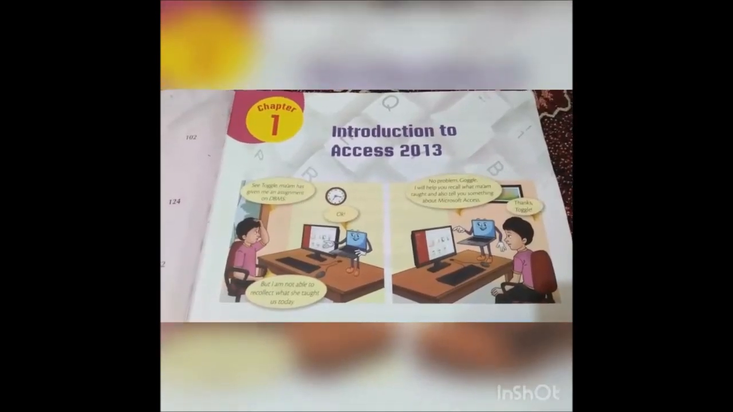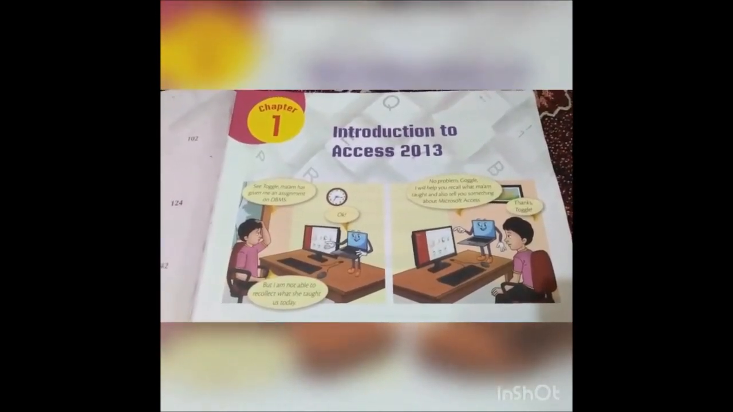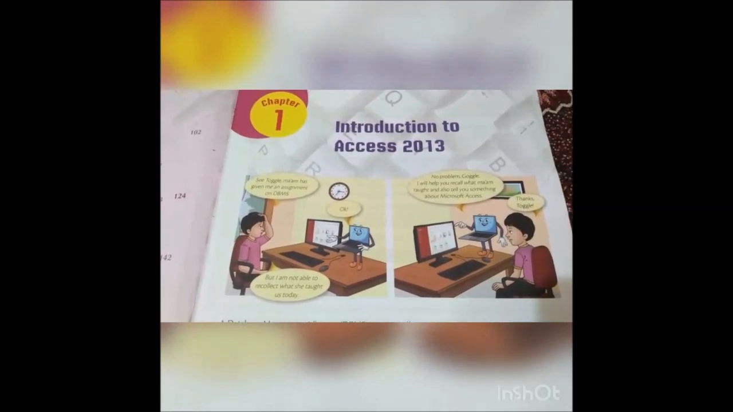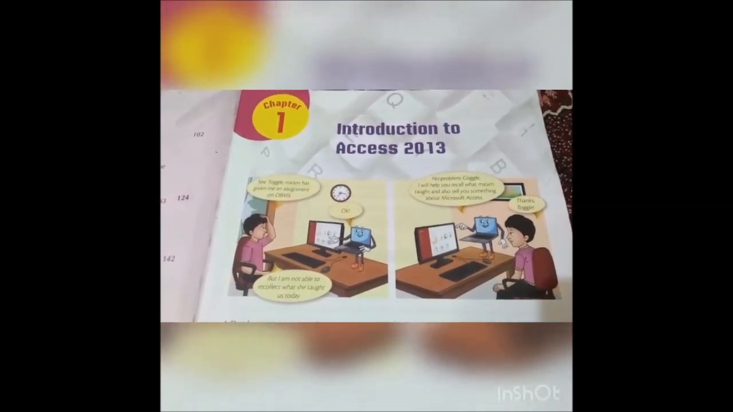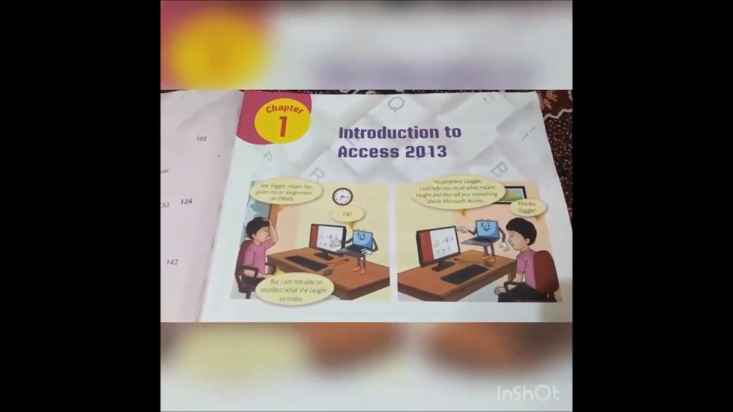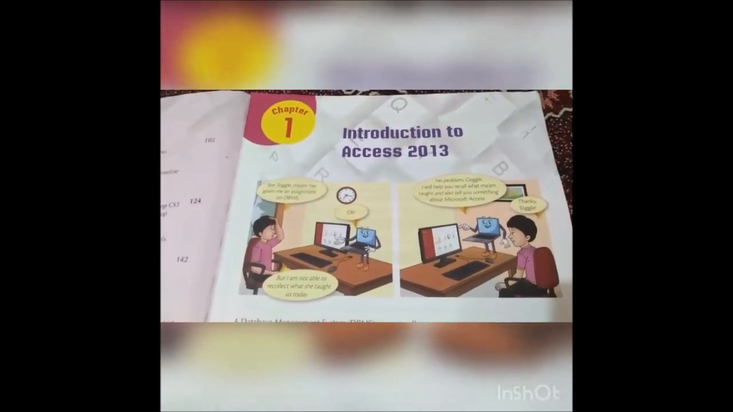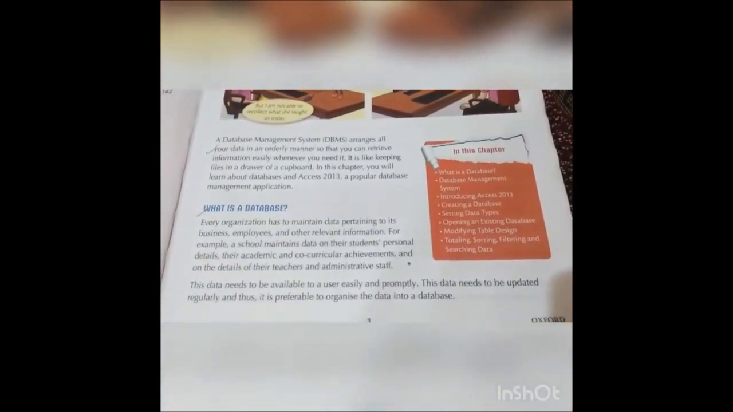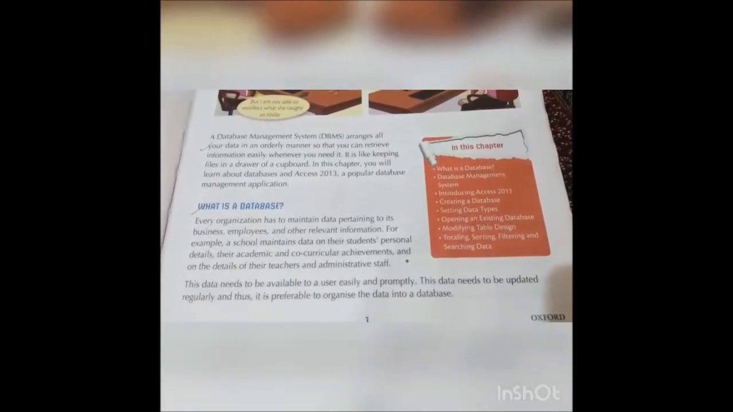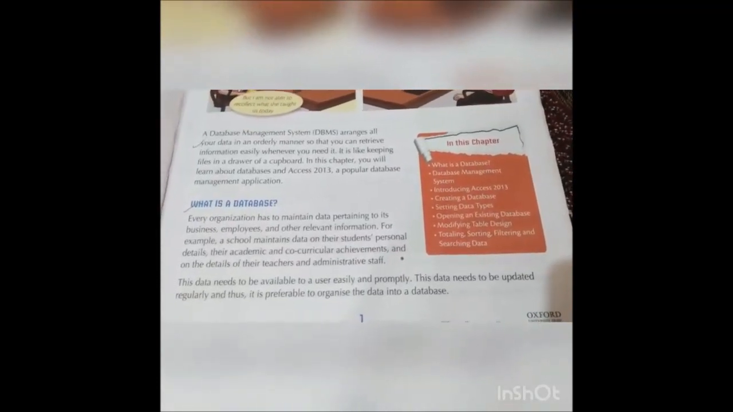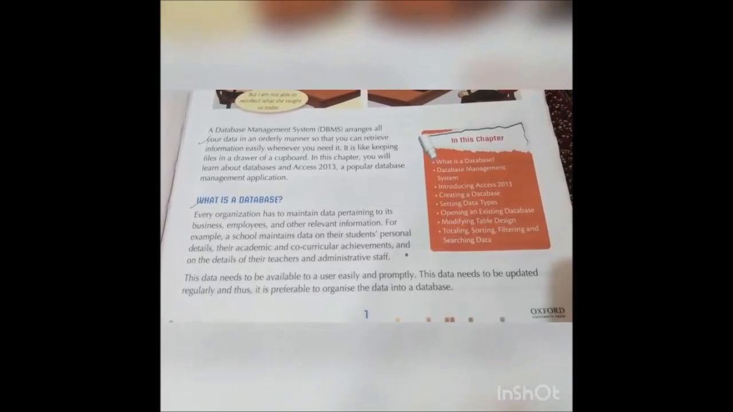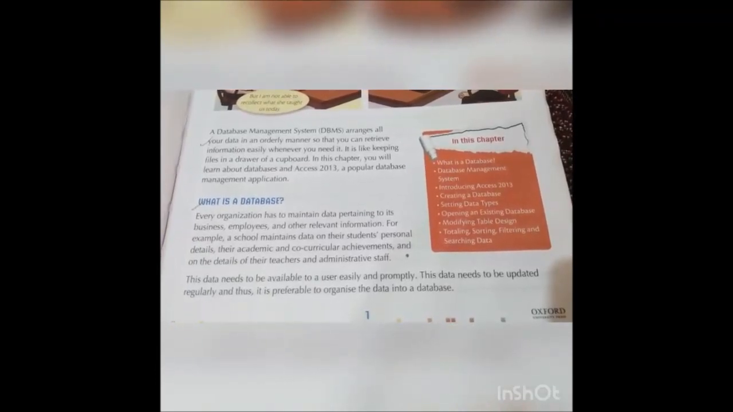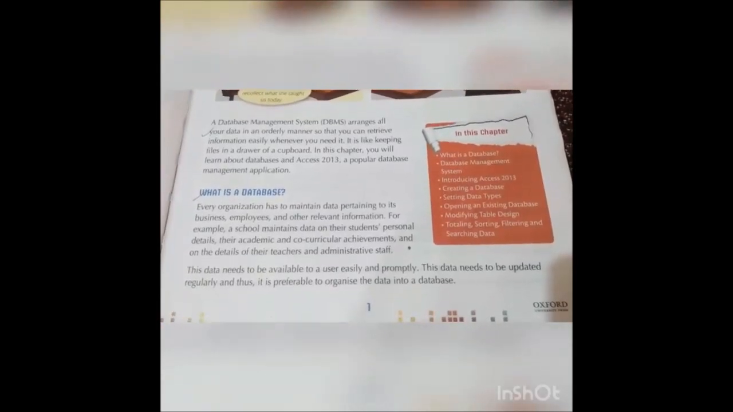On page number 1, you have your lesson number 1 and the title of lesson number 1 is Introduction to Access 2013. But before explaining Access 2013 to you, you will have to know what is data and what is a database. You all know what is data? Data is a kind of information. Any kind of information like your name, your address, your phone number, your email, etc. Any kind of information is data, right?